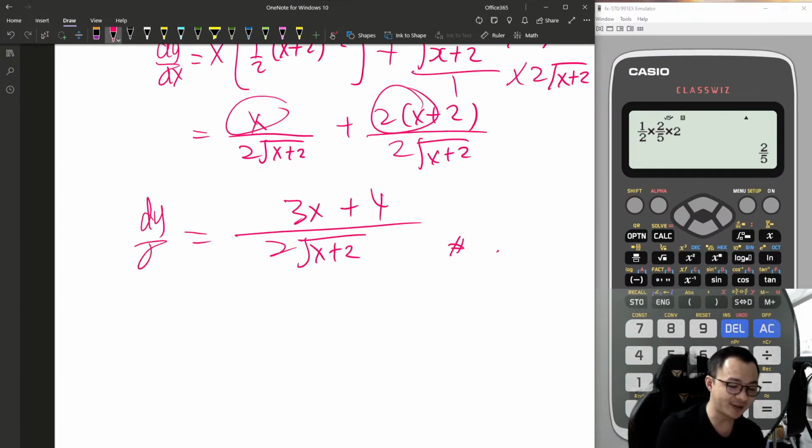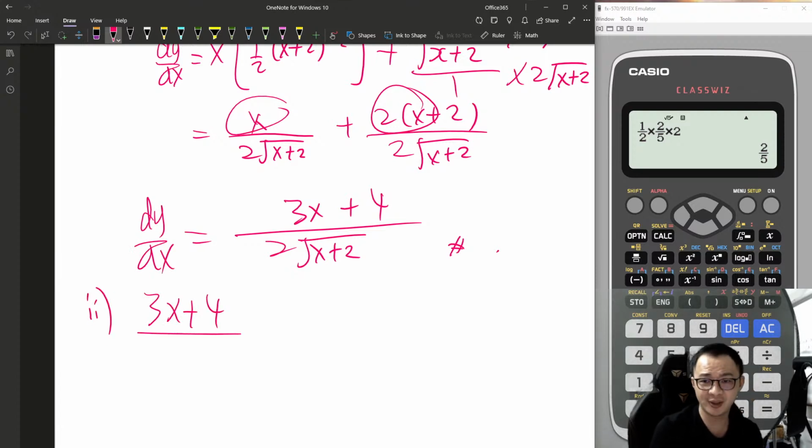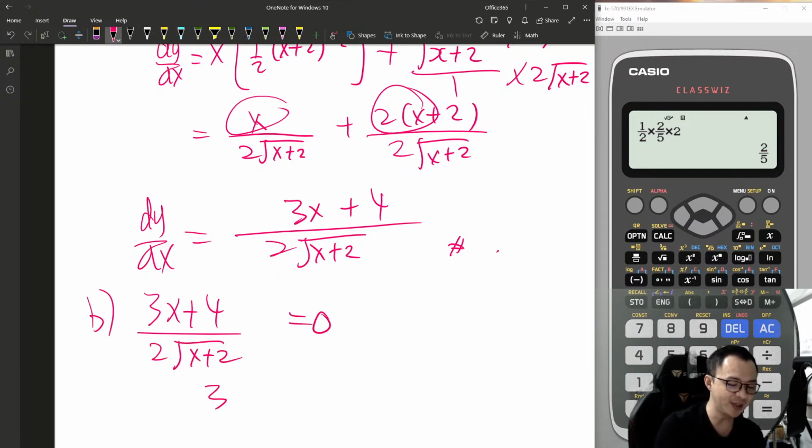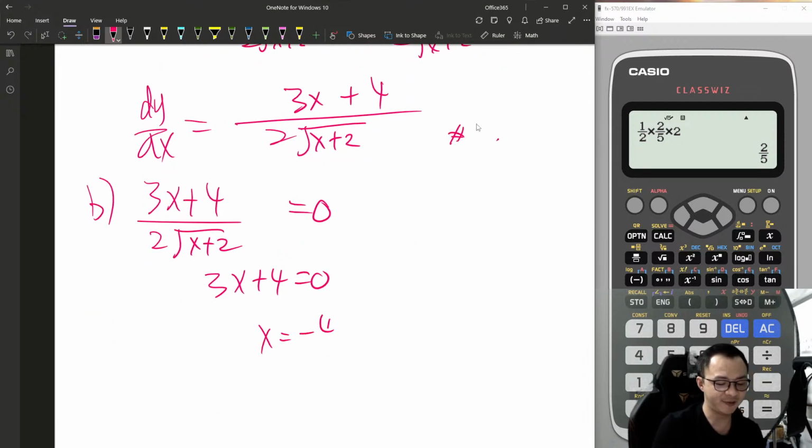So this is dy dx. Stationary point, dy dx equals 0. So this is part 2. So plus 4, and as b. We don't say part 2, we say b here, okay? 2 square root x plus 2 equals 0. Solve this one. 3x plus 4 is 0. Then x is negative 4 over 3.